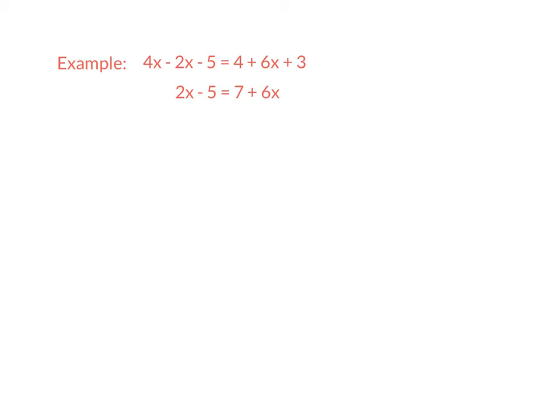Now we're going to want to get the x's by themselves on one side and the numbers by themselves on the other side. So what are we going to do here? Basically, what we're going to end up doing is subtracting 6x from both sides.